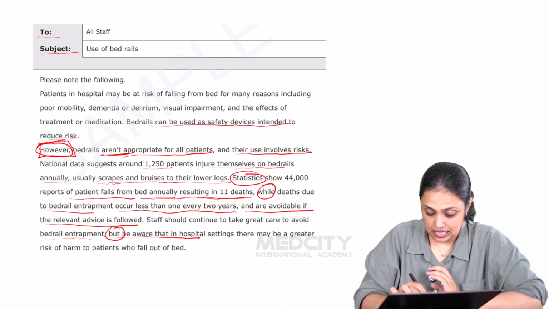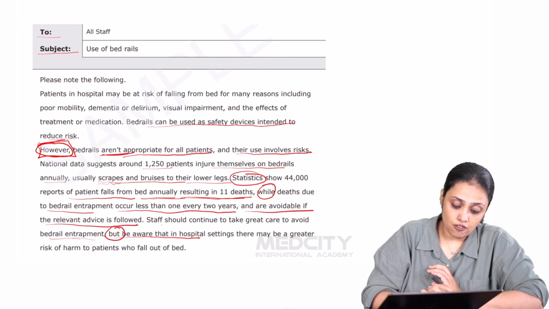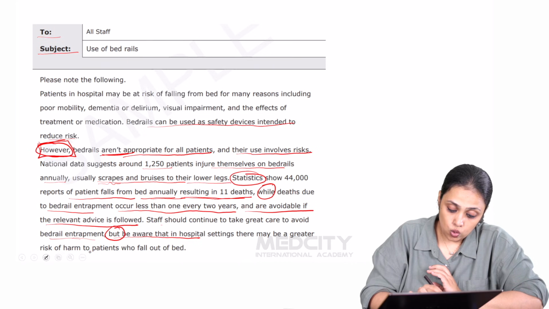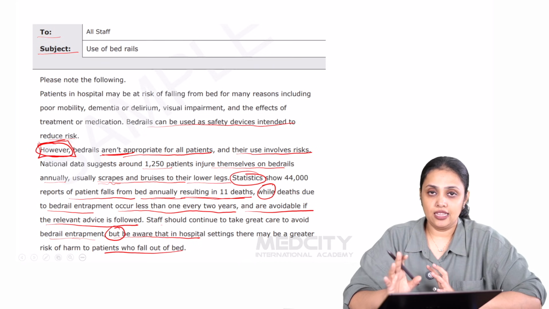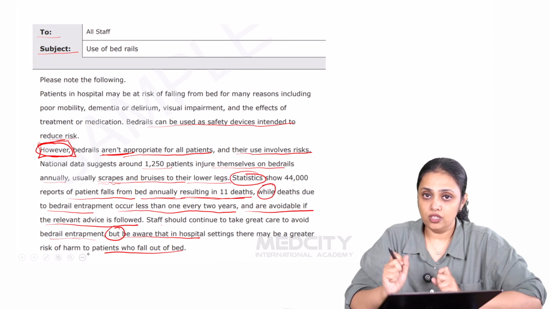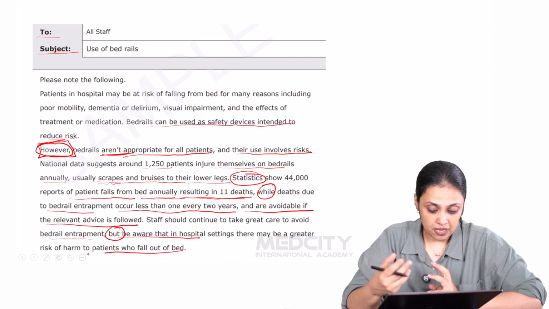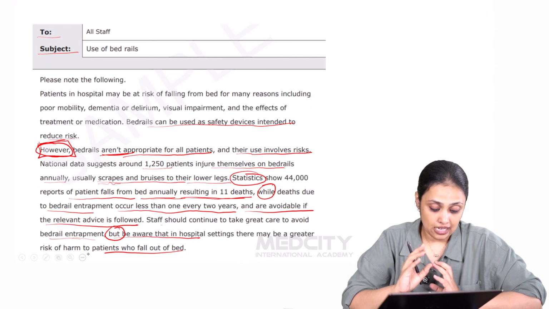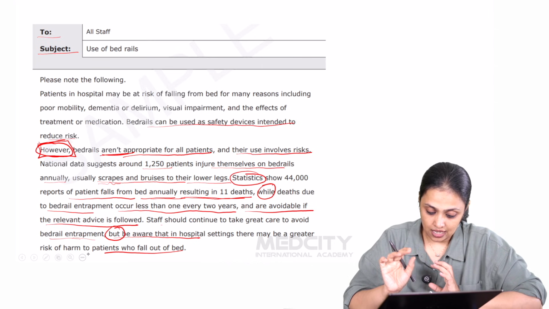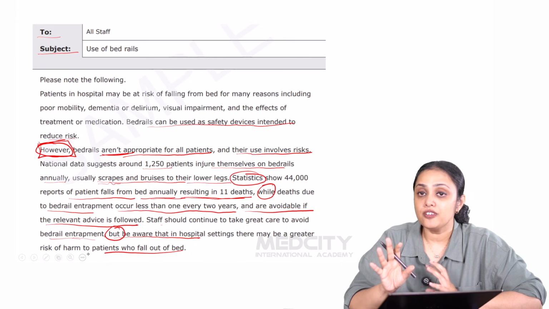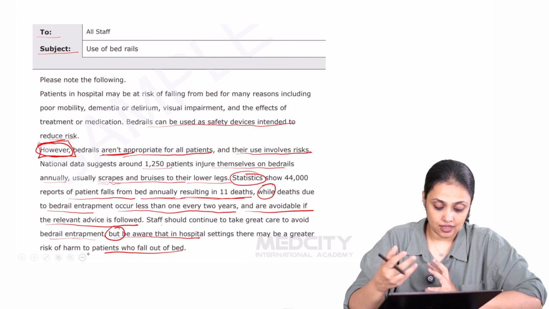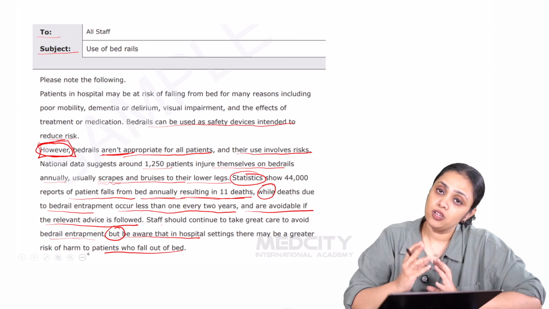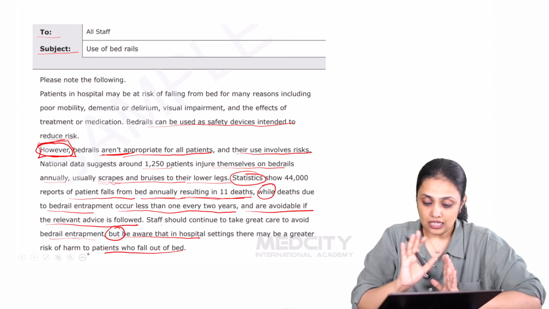in hospital settings, there may be a greater risk of harm to patients who fall out of bed. Again, they're concluding by saying that the staff should be careful to ensure that patients are not involved in this bed rail entrapment. But even then, the staff should be aware of the fact that in a hospital setting, the greater risk posed to a patient comes from fall from bed. So that is the conclusion.